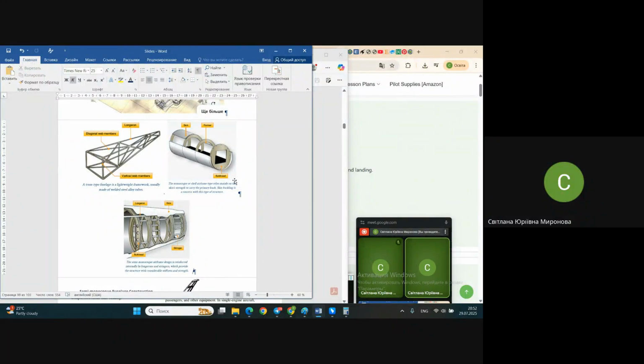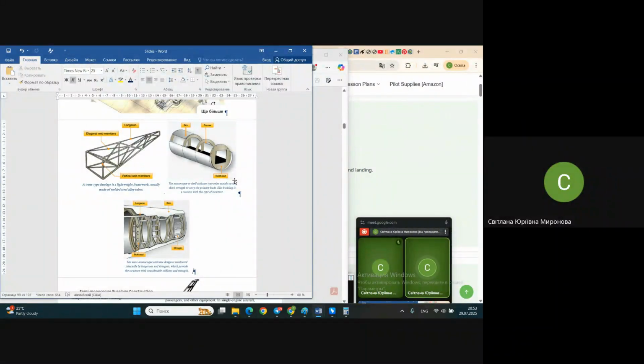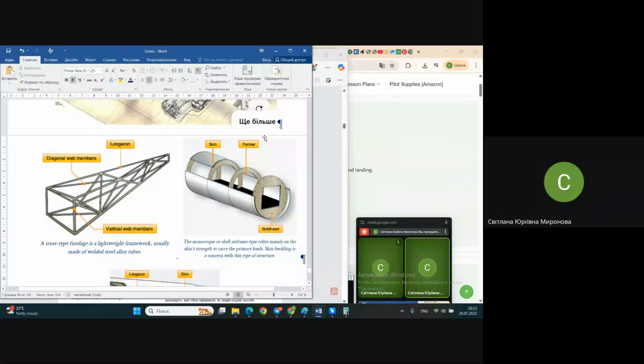frames, longerons, and maybe stringers for the longeron type of structure of the fuselage. And for monocoque structure, typically it consists just of the skin. Now, in this picture, as we might see, it's said that it consists of so-called formers or bulkheads.